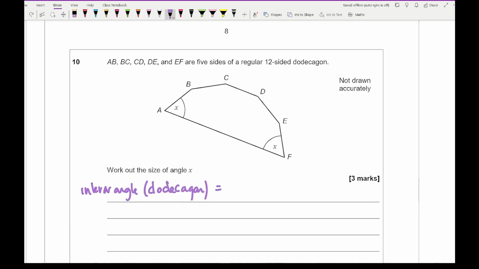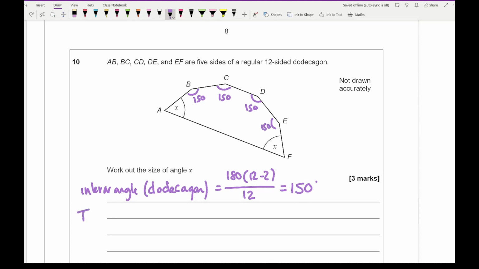So this is going to be 180 multiplied by 12 minus 2, all divided by 12, and that gives me an answer of 150 degrees. So that means that this angle here is 150, that's 150, that's 150, and that is 150.